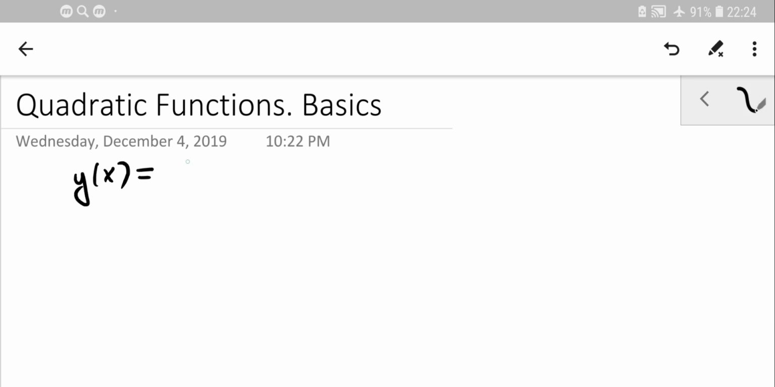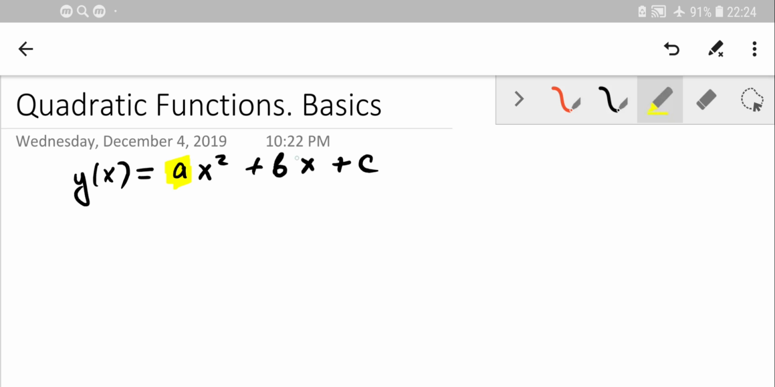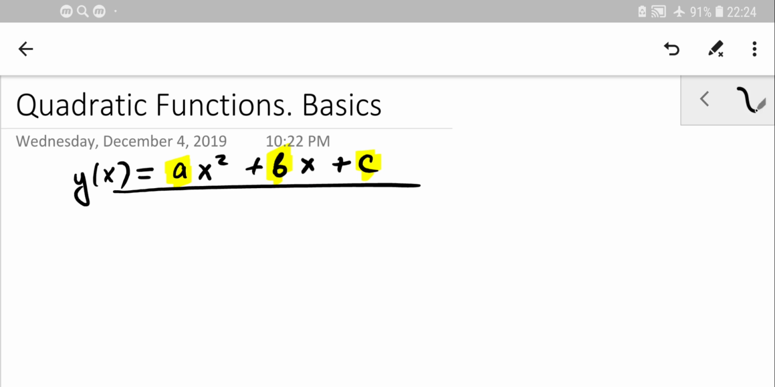All right, I just remind you that the standard form of the quadratic function y(x) is simply ax squared plus bx plus c. So the strategy is, if you're given an equation and asked whether this is a quadratic function, you simply need to come to this general form. For example, you have y of x equals, let's say, 3 minus x squared. Is it quadratic or not?